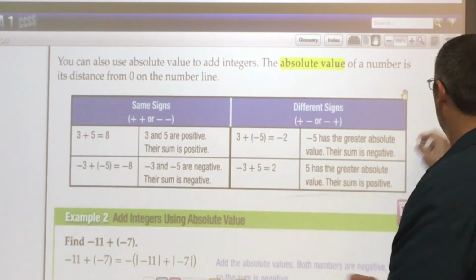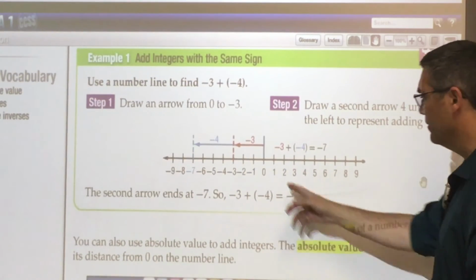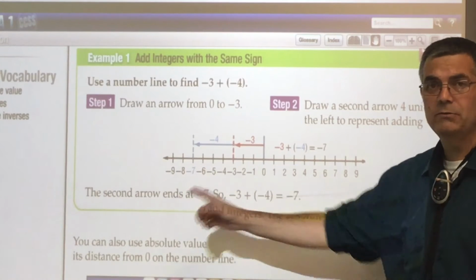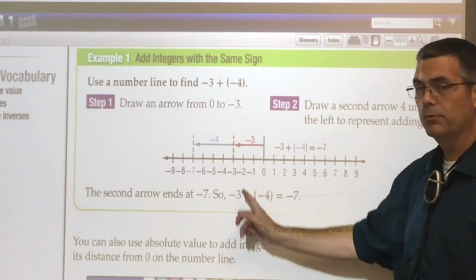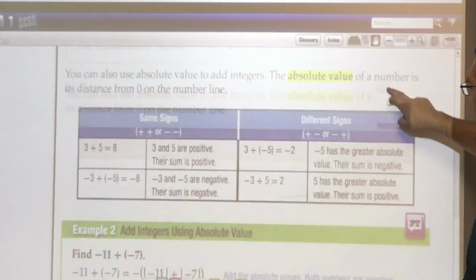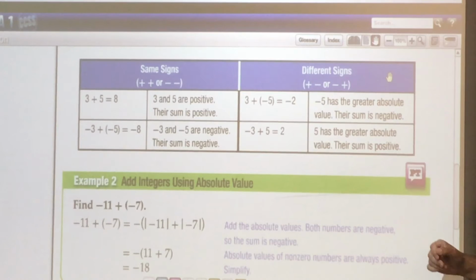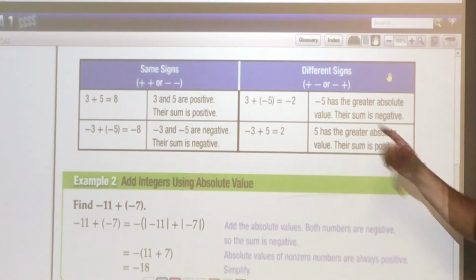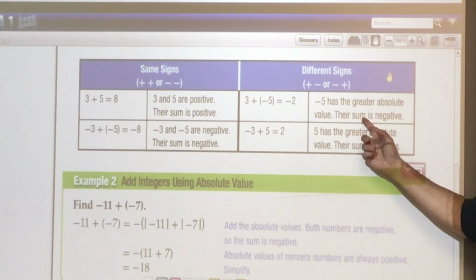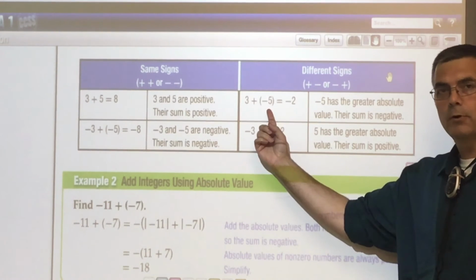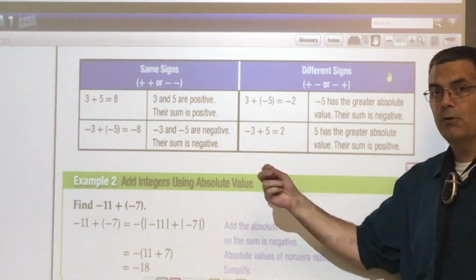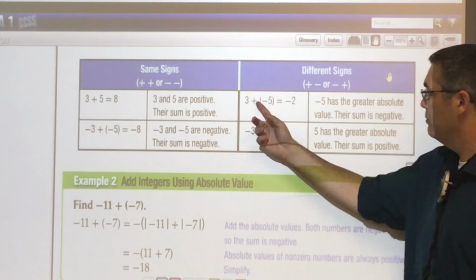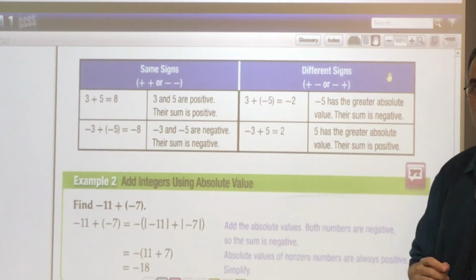So if we took that number line back up here, and we went the distance from 0, well, -3, the distance from 0 is 3. That's what they're saying here. It's correct. It's not how I like to explain it, but it works. -5 has a greater absolute value. Their sum is negative. Because this is a bigger number, or further away from 0, we're going to take the sign from this. That's how we know which sign to use. So 3 plus -5 equals -2.